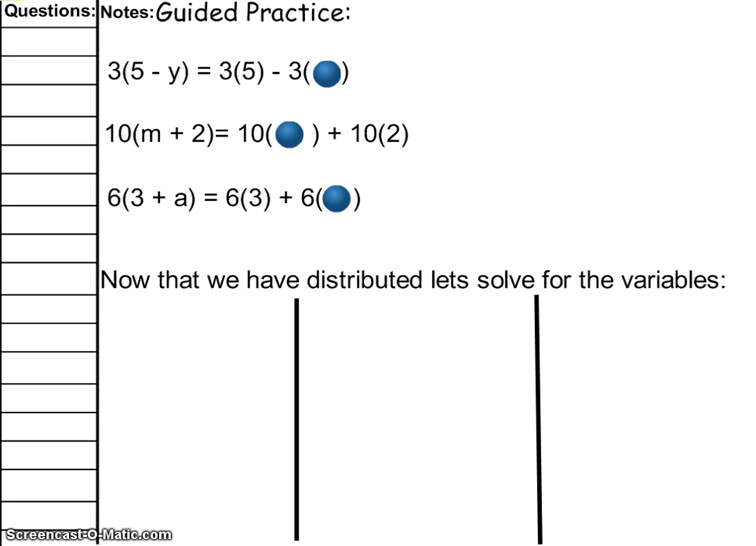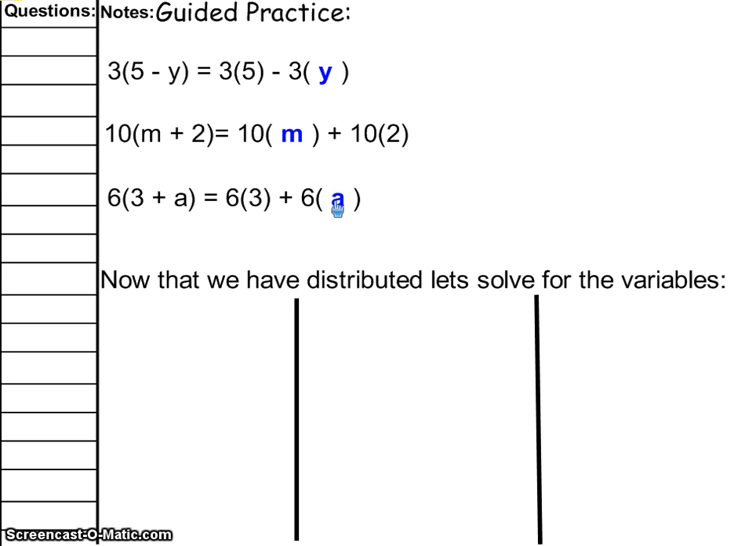Now let's work on some guided practice questions together. Again, the first half, I just want you to get used to distributing that number on the outside to what's happening on the inside. So we have 3 times 5 minus y, which is the same as distributing the 3 to the 5, 3 times 5, minus, because that's what's on the inside of our parentheses, 3 times y. Again, 10 times m plus 2. Once it's distributed, it's 10 times m plus 10 times 2. Then you have 6 times 3 plus a. Again, distribute the 6 to what's on the inside of the parentheses. 6 times 3 plus 6 times a.